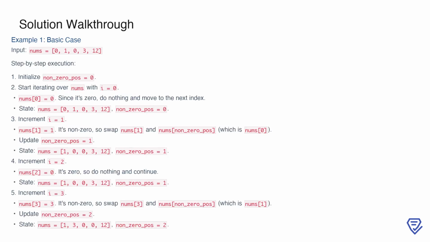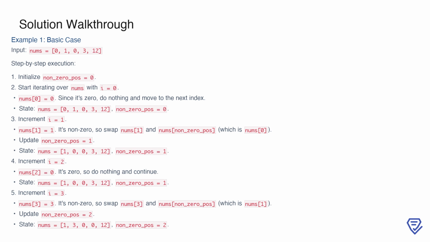Here, we start with the input array nums equals 0, 1, 0, 3, 12. The goal is to move all zeros to the end while maintaining the relative order of non-zero elements. First, we initialize a variable non_0_pos to 0. This variable tracks the position where the next non-zero element will be placed. We then iterate through the array. At index 0, the value is 0, so we do nothing and move to the next index. The state of the array and non_0_pos remains unchanged.